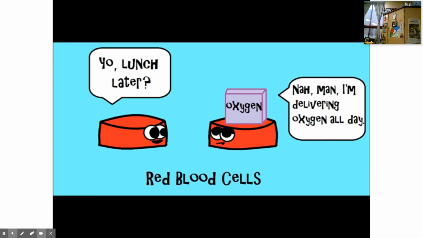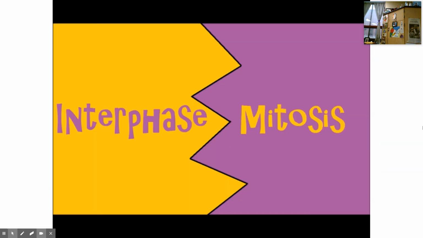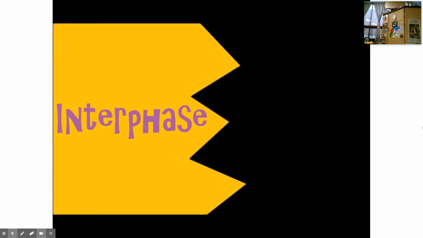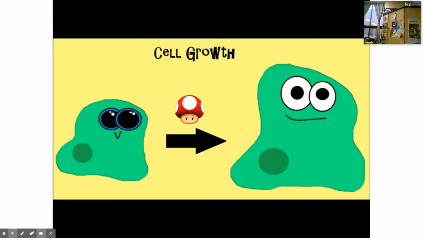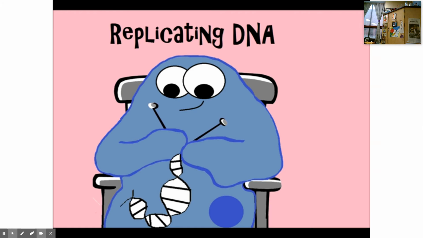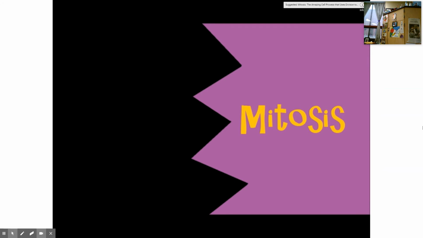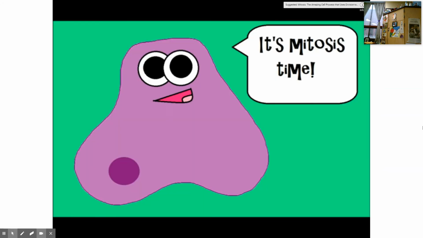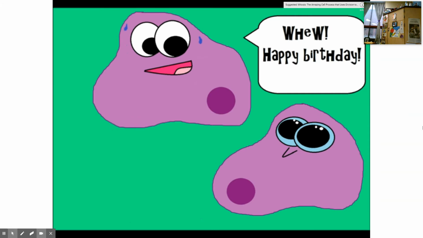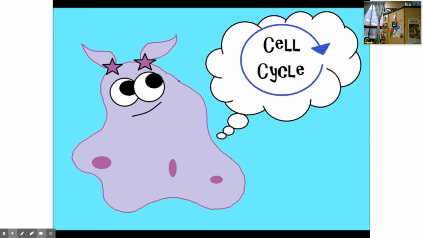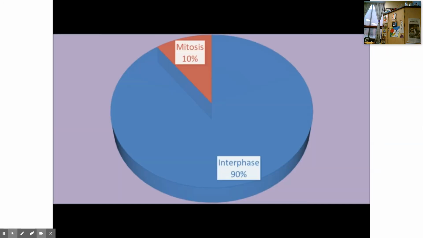You have to realize that all the cells in your body are very, very busy, and they're either in one of two different phases. They are either in a phase called interphase, and during interphase, they are just growing, they're replicating their DNA, they're doing their cell functions, or they are in mitosis. Mitosis is a fancy word that means that they are dividing, they are making new cells. Well, if you think about the cell cycle, whether they're in interphase or mitosis, it's kind of like a pie graph. They're spending about 90% of their time in interphase.